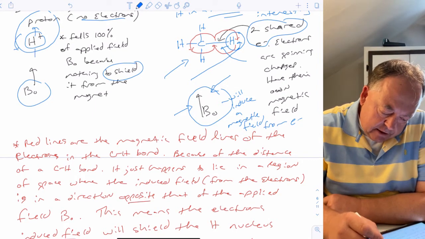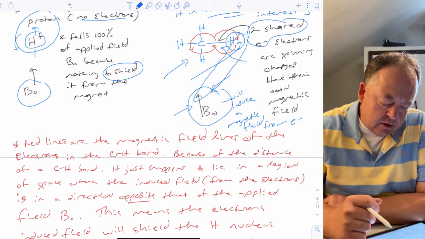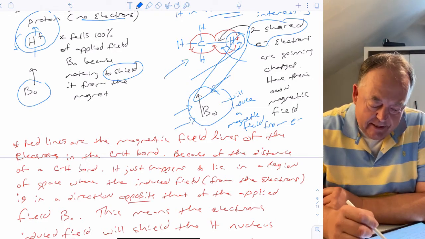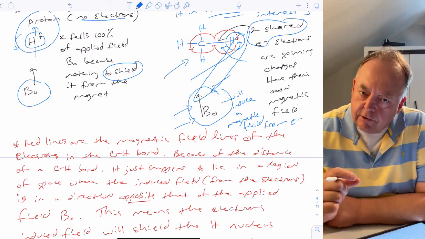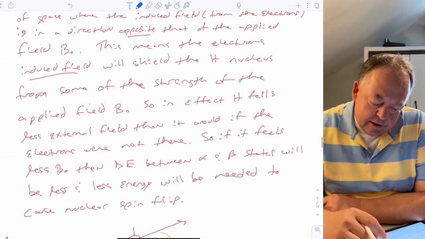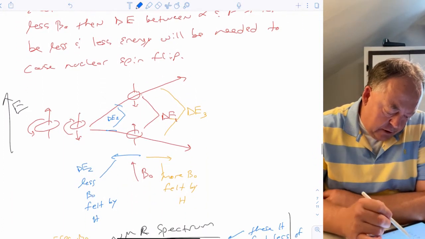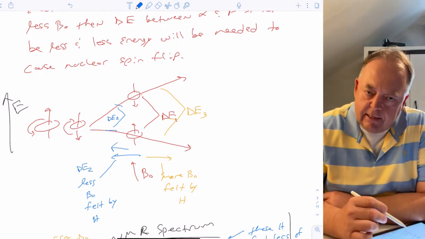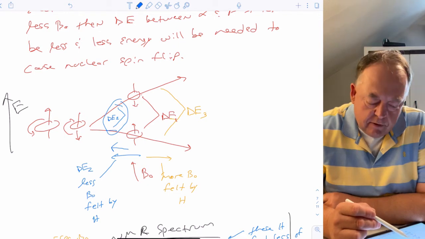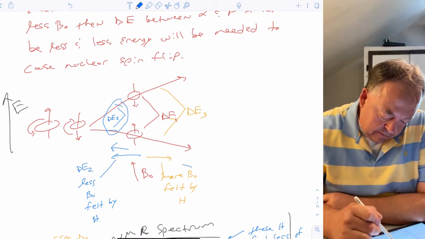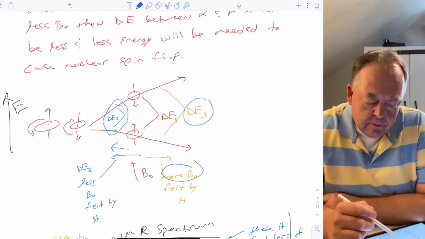So you can think of that as these two are going to cancel each other out to an extent. Since they're in opposite directions, they won't totally cancel out because B is a lot bigger than the magnetic field lines from the electrons, but it will cancel out a little bit. So the hydrogen's not going to feel the full effect of the magnet. So what that means is, if you don't feel the full effect of the magnet, B is a little bit less, and if B is a little bit less, it's going to require less energy to do a nuclear spin flip. The bigger B is, the more magnet is felt, the more energy is going to be required to do a spin flip.